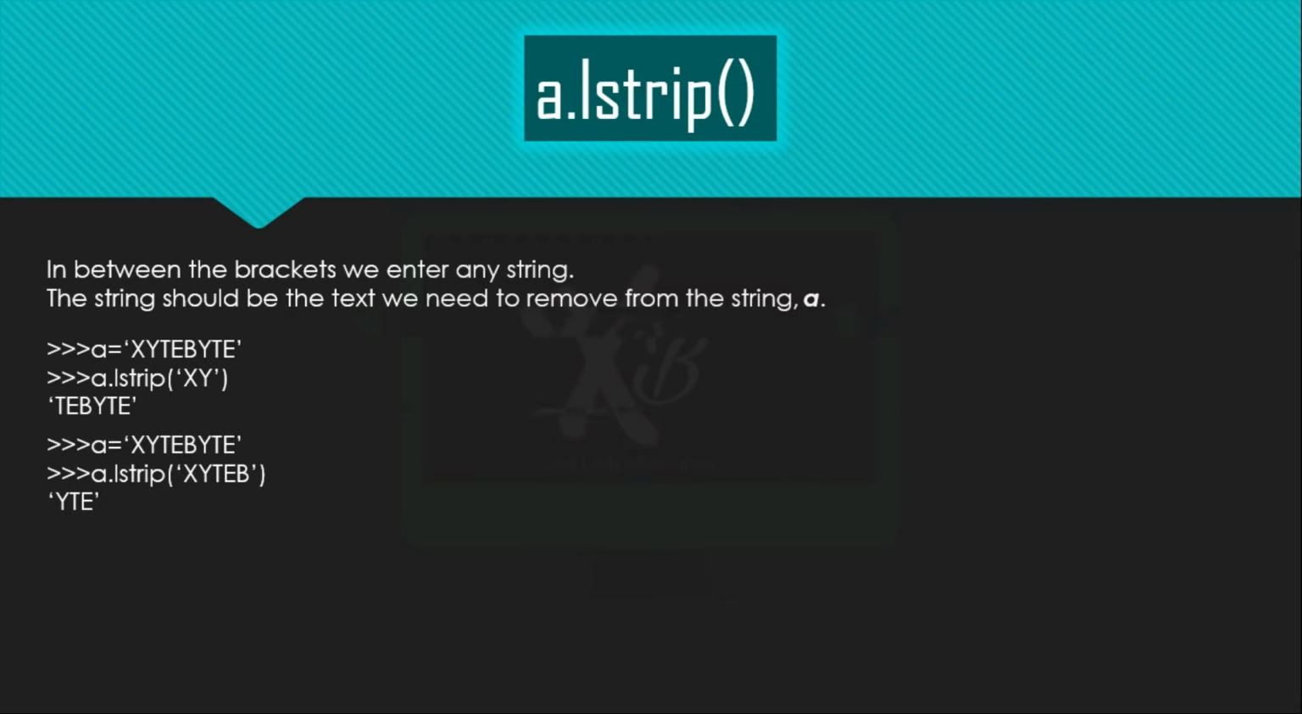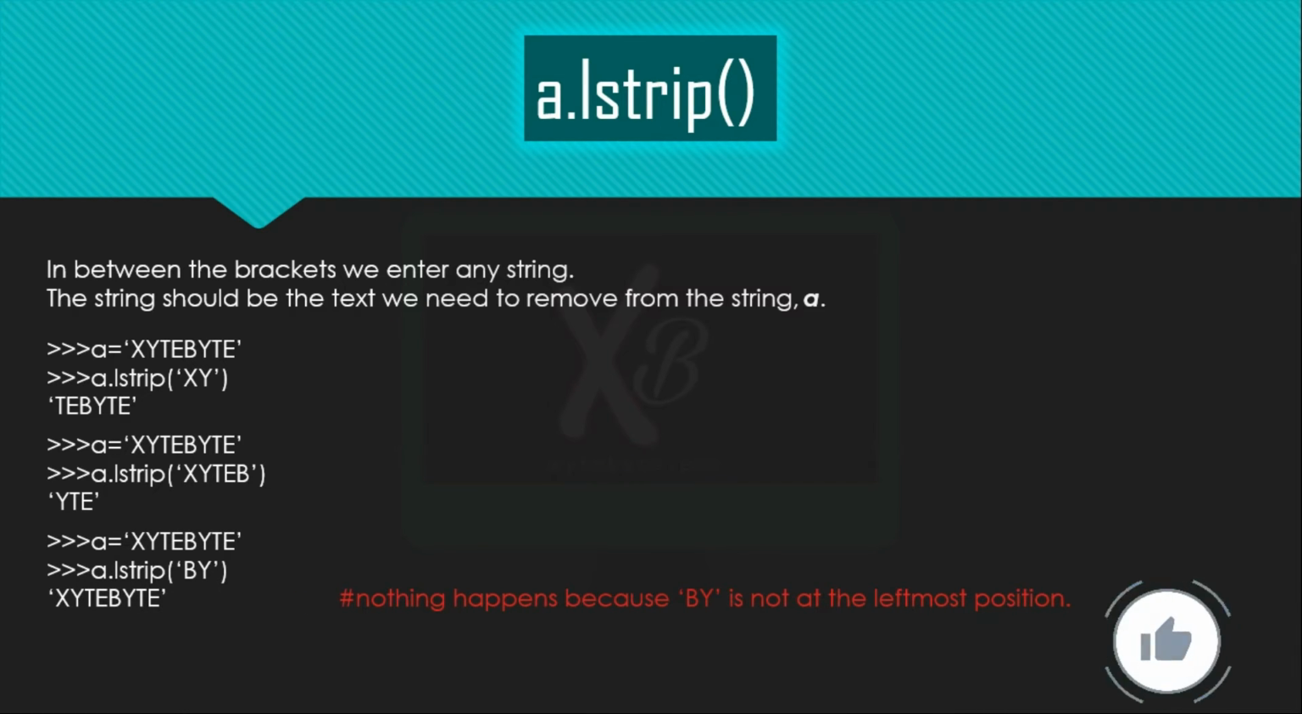Let's see another example. a.lstrip xyteb. So at the leftmost side you can see xyteb together. So that complete part from the left side gets removed and we have left yte. But if you see here, a.lstrip by, now you see the output is still xyte byte.